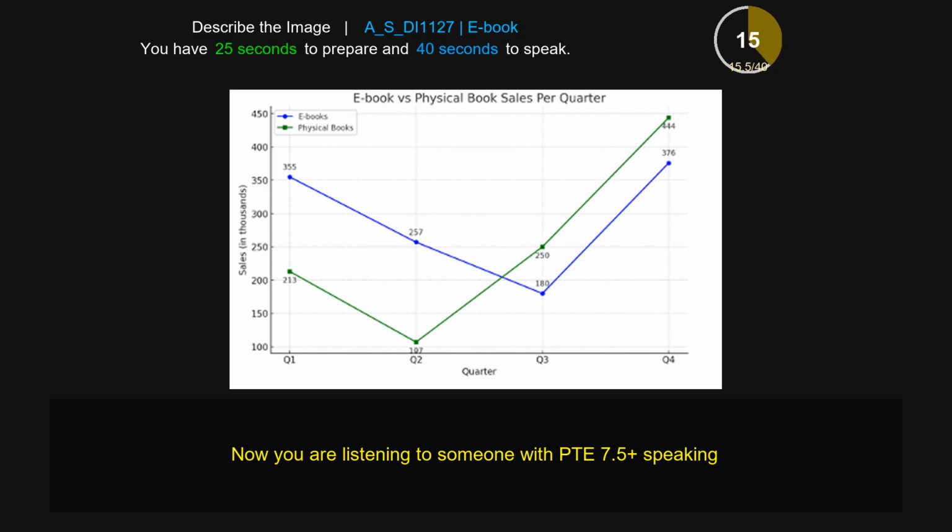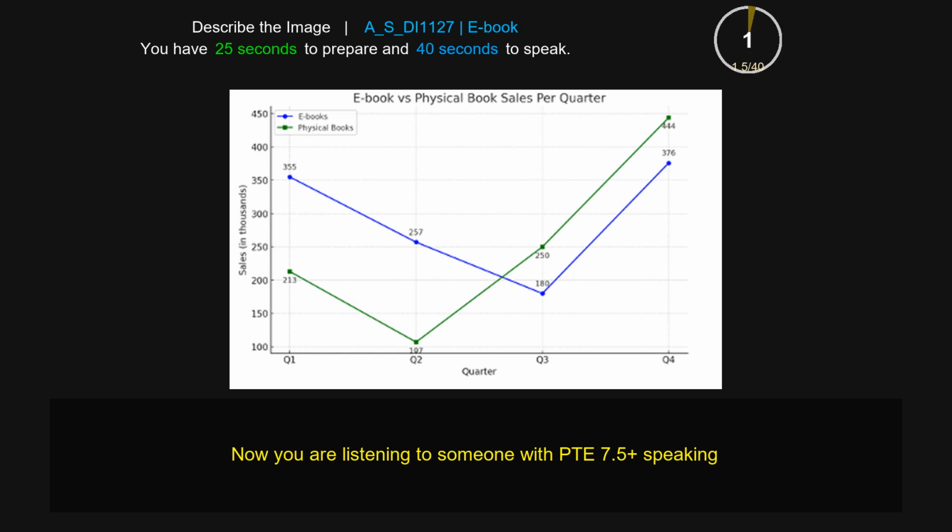So it can be noted that the high trend is Q4 at 444, and however it can be observed that the low trend is Q2, which is 197. Another highlighting feature is Q3, which is 180. Overall, the image gives clear information about ebook and physical book.